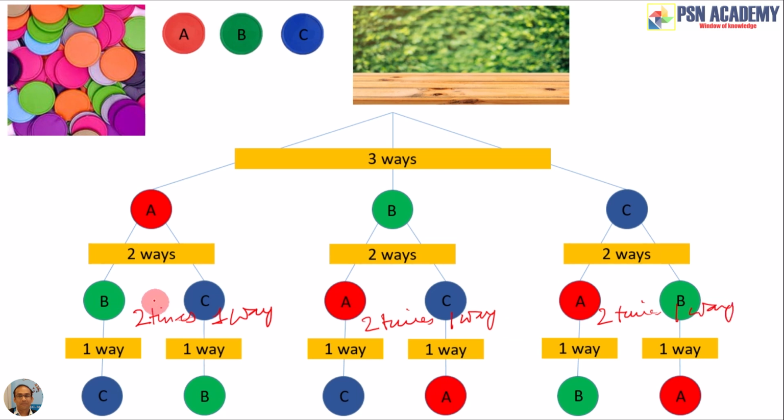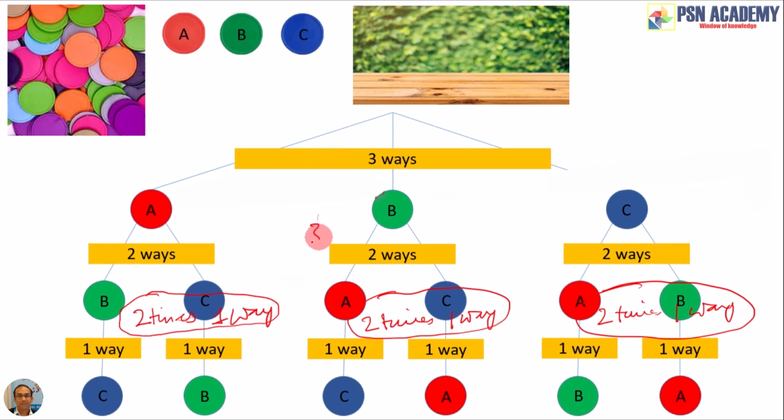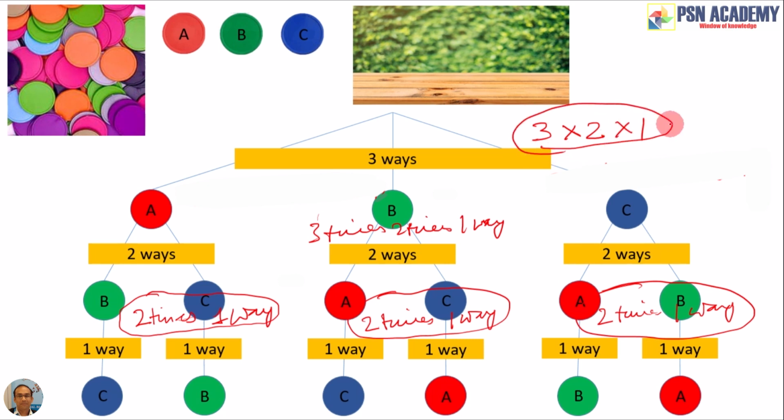Right? Now think of this 2 times 1 way as a whole unit. So this is another unit and this is another unit. Now you see that for having one of these units, you have 3 ways. 3 times 2 times 1 way. That is, mathematically you have 3 times 2 times 1. So these are the different ways you can arrange those 3 coins on this table in a linear fashion.